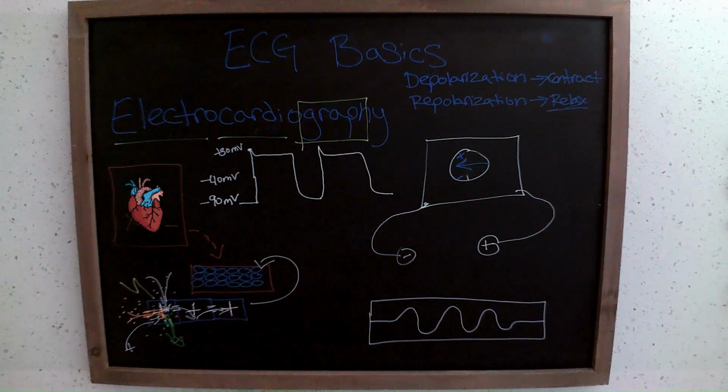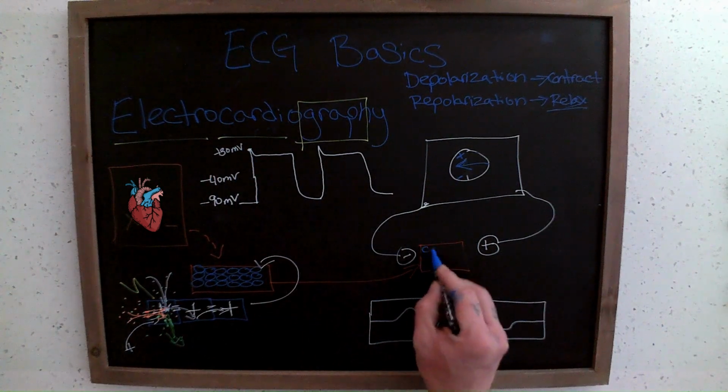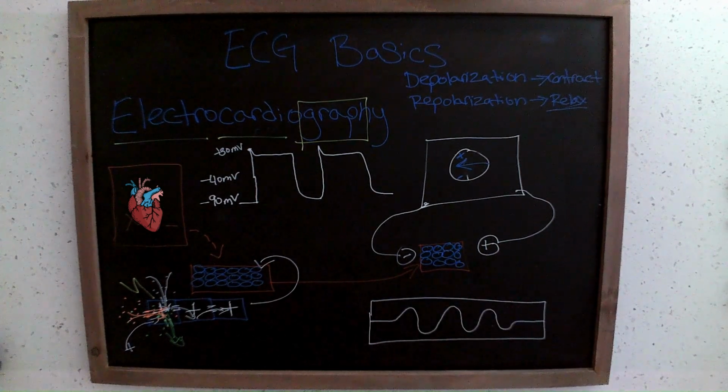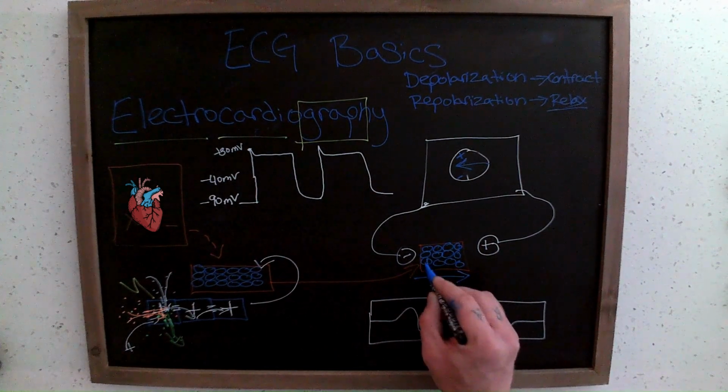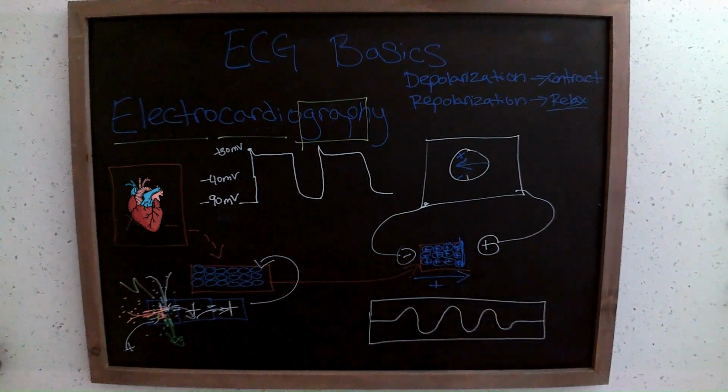If I had this myocardium here with a negative lead on one side and positive on the other, and my voltmeter was reading this, it would draw positive deflections as the wave of electricity travels left to right towards the positive lead here. And it would go back to baseline during repolarization.